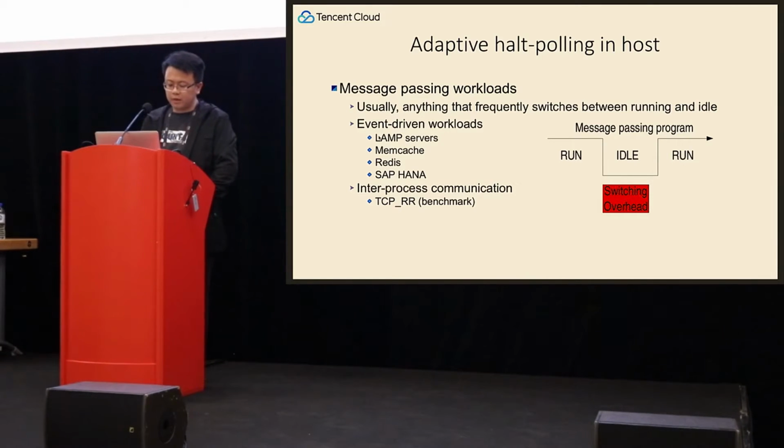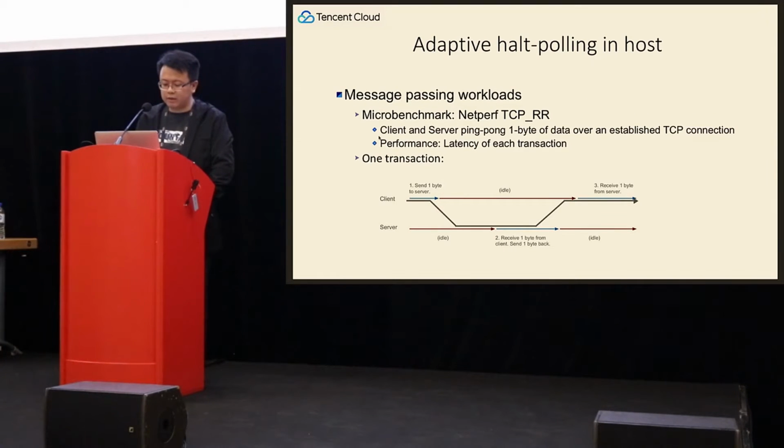years ago. Such kind of workloads can frequently switch between running and idle. Event-driven workloads like LAMP servers, memcached, Redis, SAP HANA are such kind of workloads. Another example is TCP_RR. Let's take TCP_RR as an example. The client and the server ping-pong 1 byte of data over an established TCP connection.